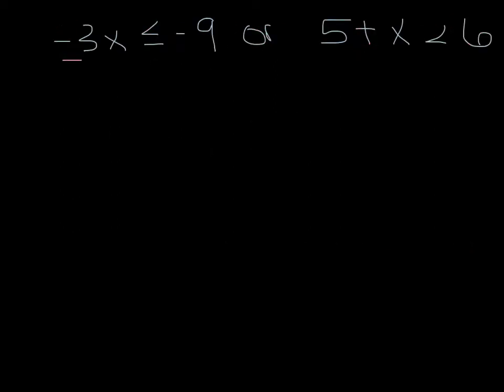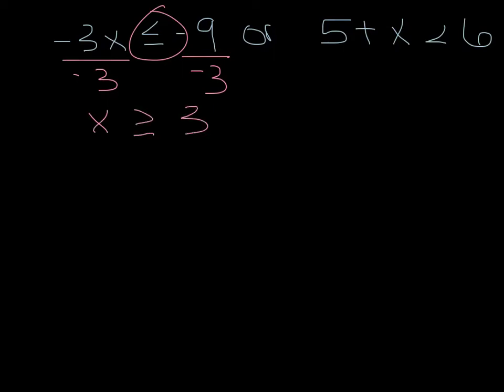In this example, we need to be careful because we have a negative 3 that we must divide by. So I like to circle my inequality to remind me that we're going to have to flip our inequality. So we have x is greater than or equal to 3, or over here we'll subtract 5 from both sides, and we have x is less than 1.